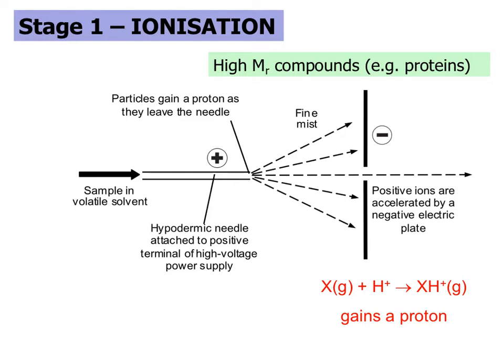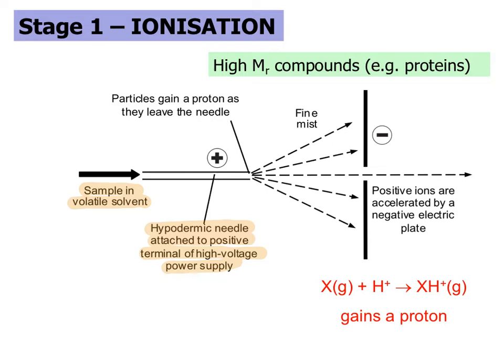We have our sample in a volatile solvent. So volatile just means it's something that evaporates easily. So we have our sample in a volatile solvent there. And we have then that sample in the solvent pass through a hypodermic needle attached to a positive terminal. Right, so this is all, it's convoluted. So a positive terminal of a high voltage power supply.